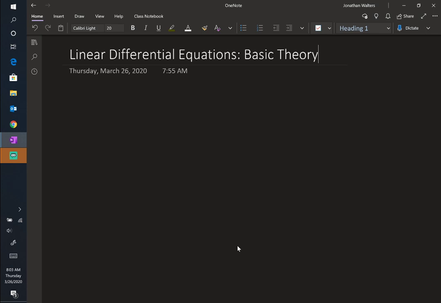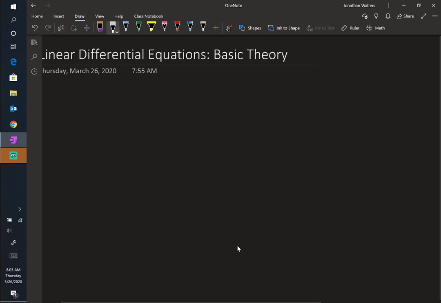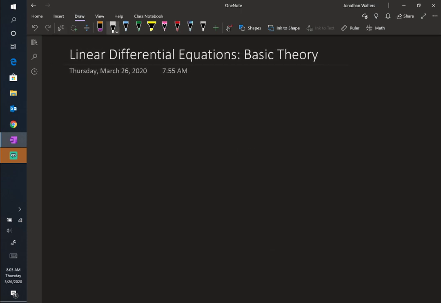Today we're going to start chapter 4, linear differential equations, basic theory. It's going to be higher order differential equations and the theory of higher order equations, but they're going to be linear. So this is all about higher order linear equations. That's pretty much our focus today.